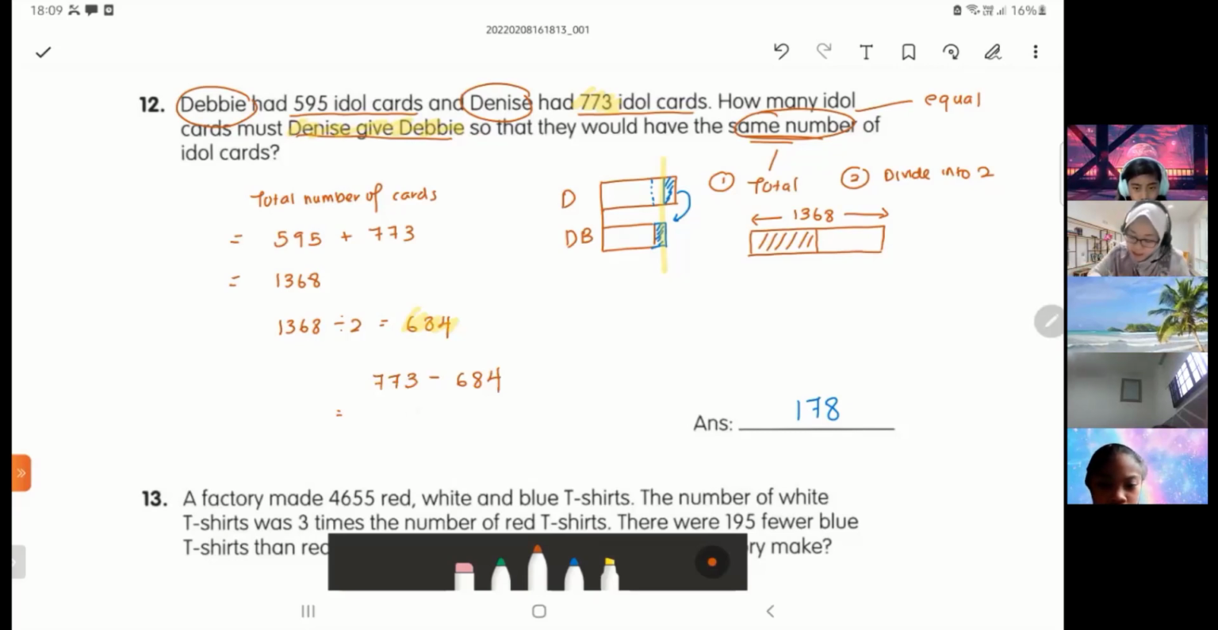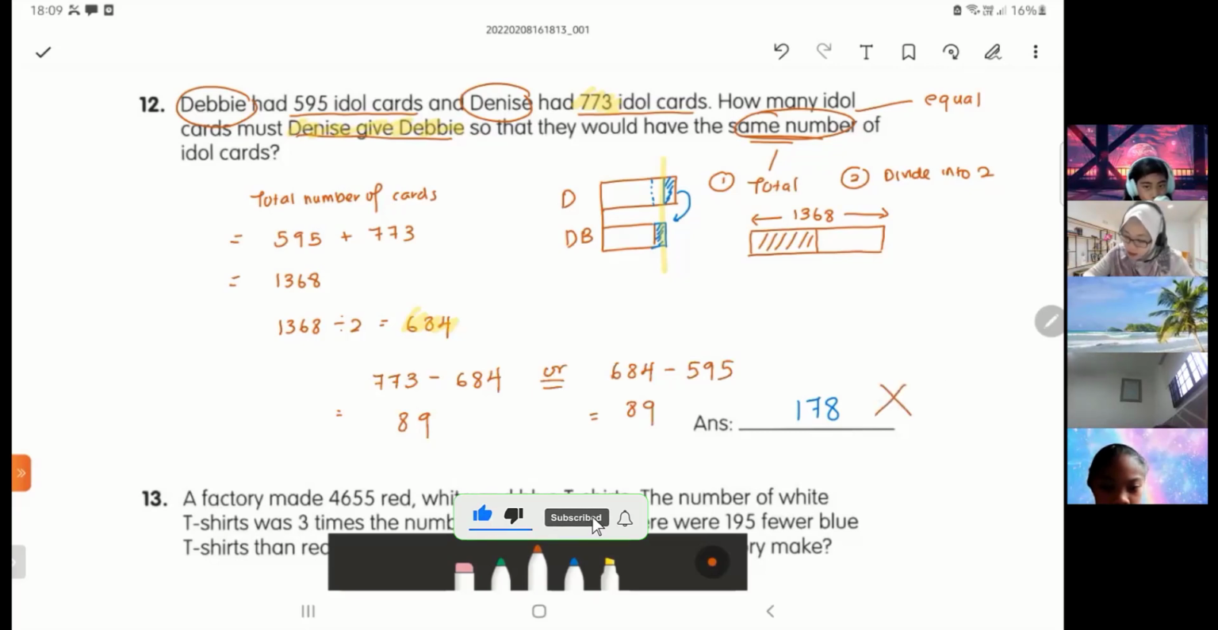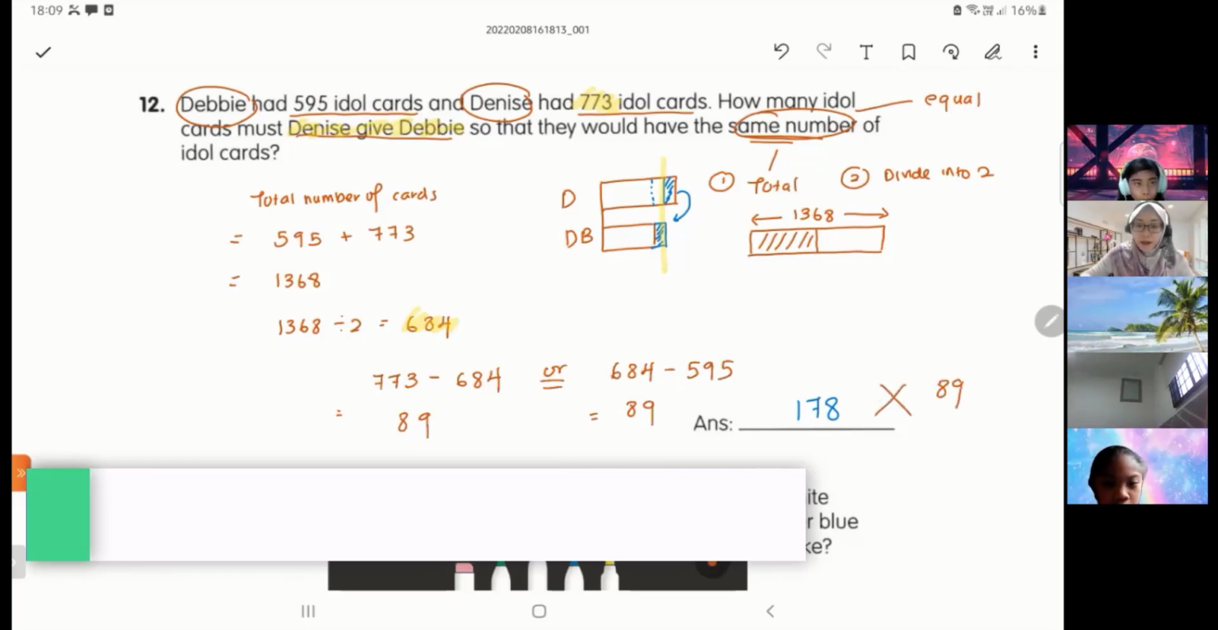Okay, so the answer is 89. Or what you can do is also take 684 minus 595 just to check, and you will get 89 as well. The answer is not 178, the answer is 89. All right.